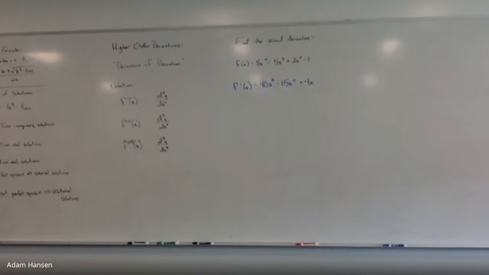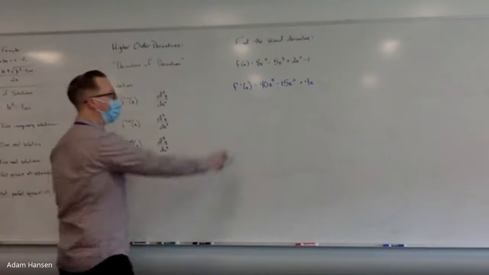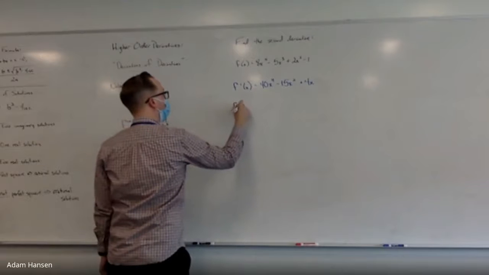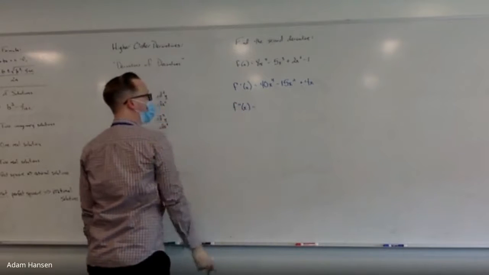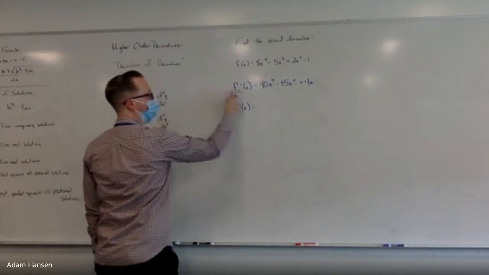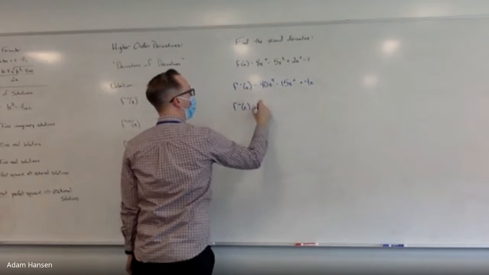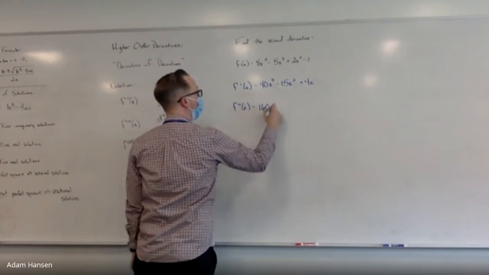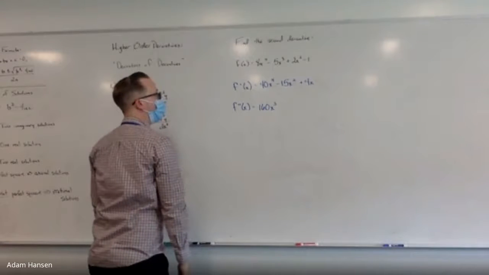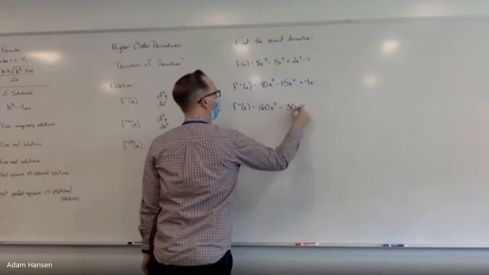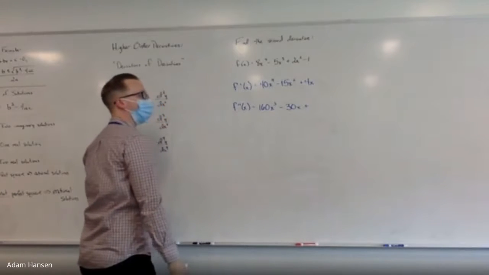Now that I have the first derivative, I can differentiate again to get f double prime. Let's differentiate this first derivative to get to the second derivative. F double prime of x means take the derivative of the first derivative. So 40x to the fourth, using the power rule, that'd be 40 times 4, or 160x to the third. Minus 15 times 2x to the first, so that's minus 30x. What's the derivative of 4x?